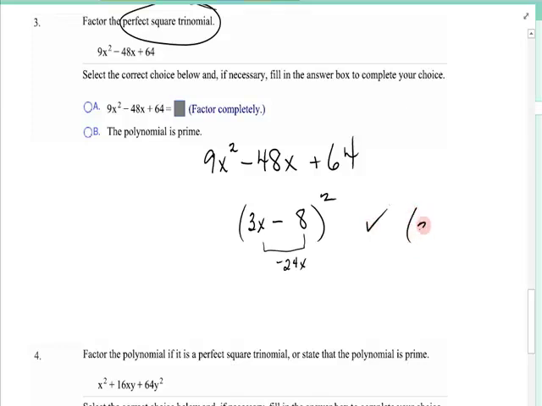Remember, if you did it by trial and error, you would get 3x minus 8 times 3x minus 8, and that would be correct also.